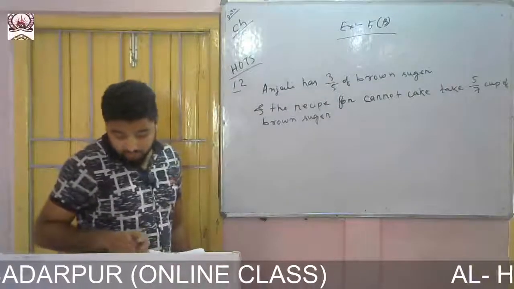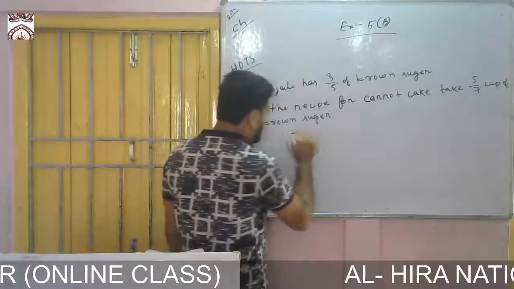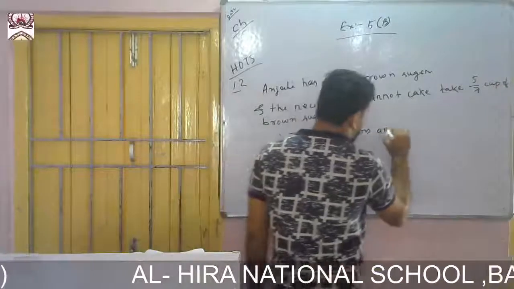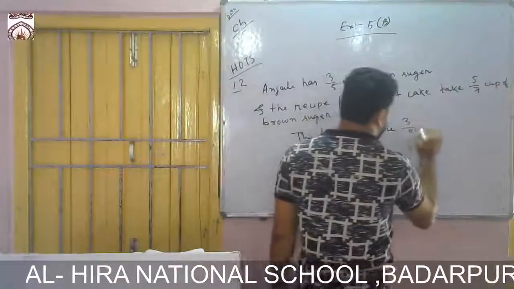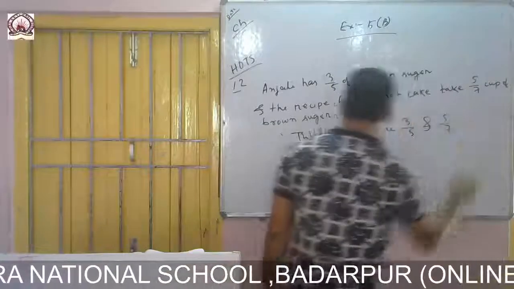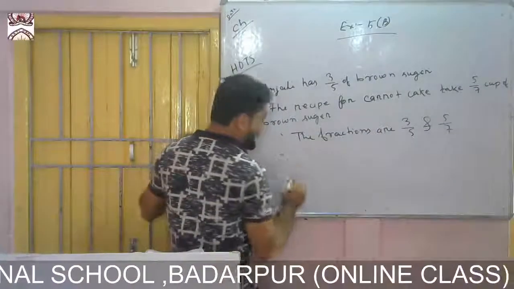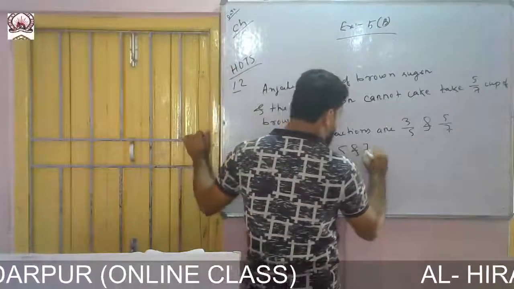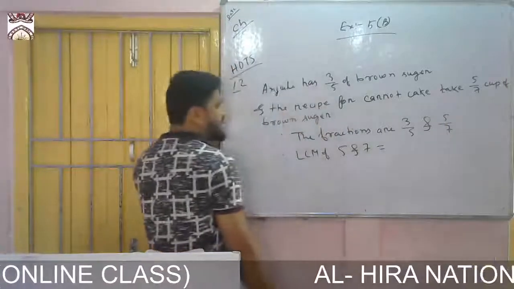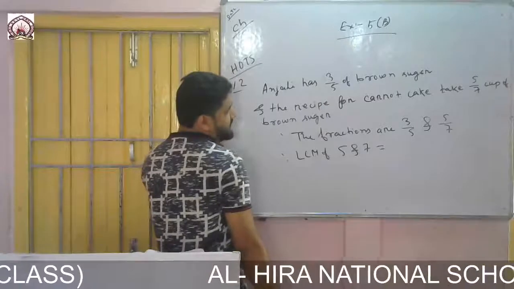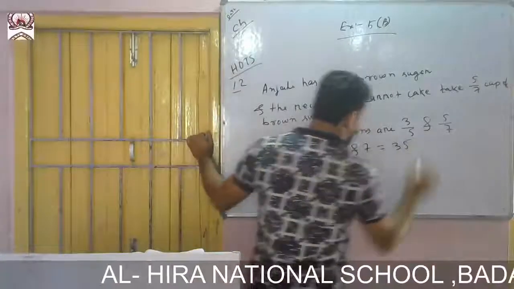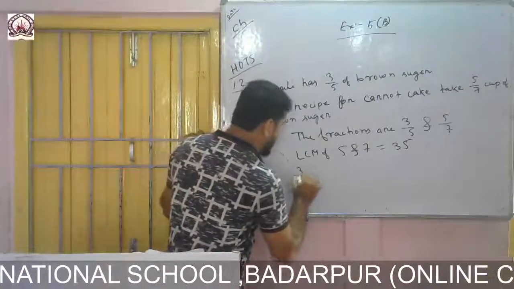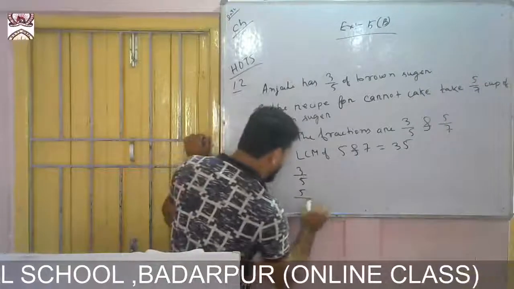Now write. Alright, therefore the fractions are what? 3 by 5 and 5 by 7. Right, therefore LCM of 5 and 7 equals to what? If I take LCM of 5 and 7, then 35. Now make them equal. So write 3 by 5 and 5 by 7.